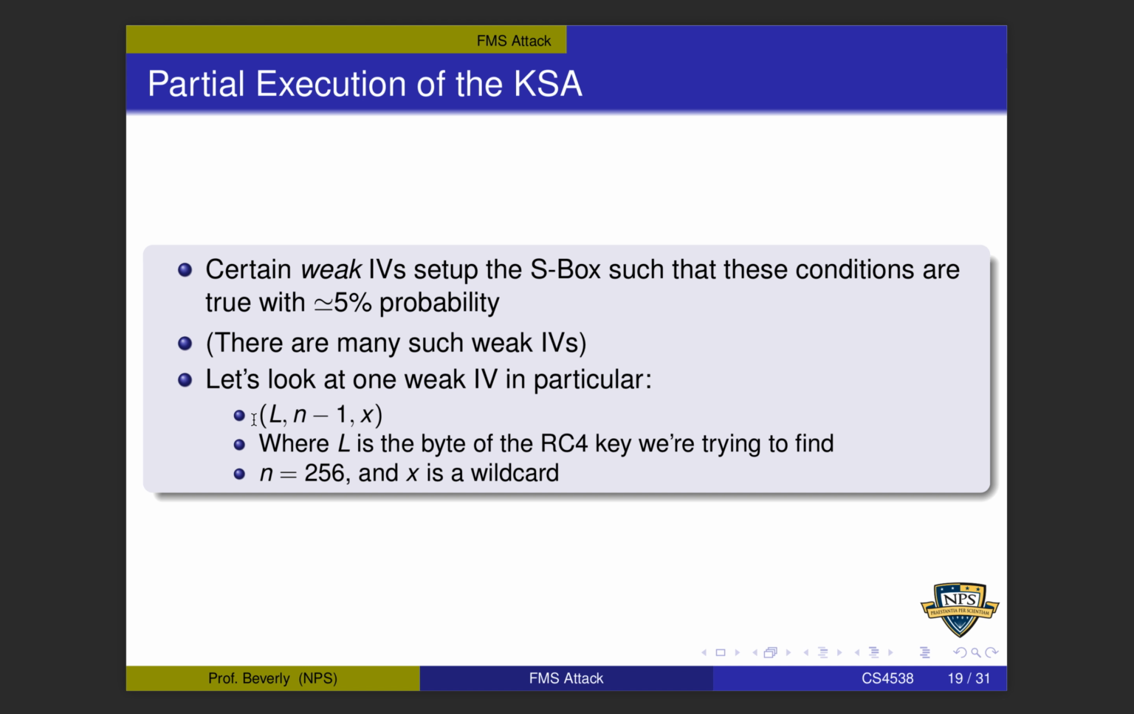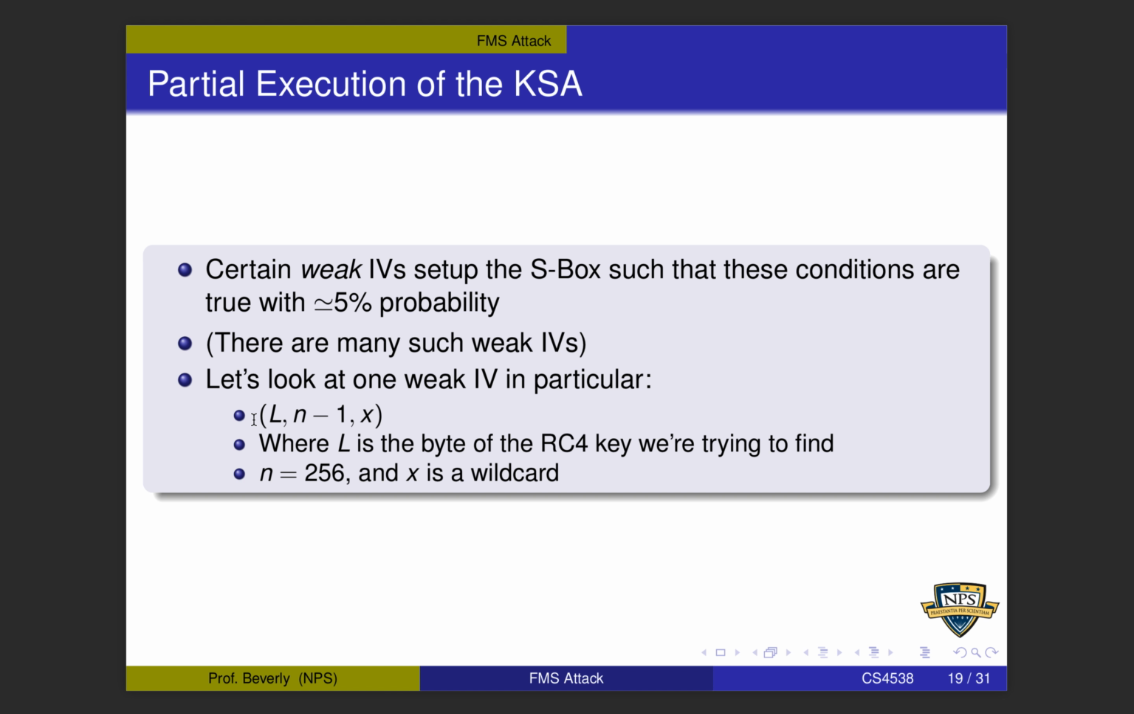And in particular, there are certain weak initialization vectors that set up this S box in such a way that these conditions are true with about a 5% probability. It also turns out that there's a large number of these weak IVs. In order to get some intuition about all of this, what I'd like to do is look at one weak initialization vector in particular. I think this example will help illustrate what's going on a little bit better.